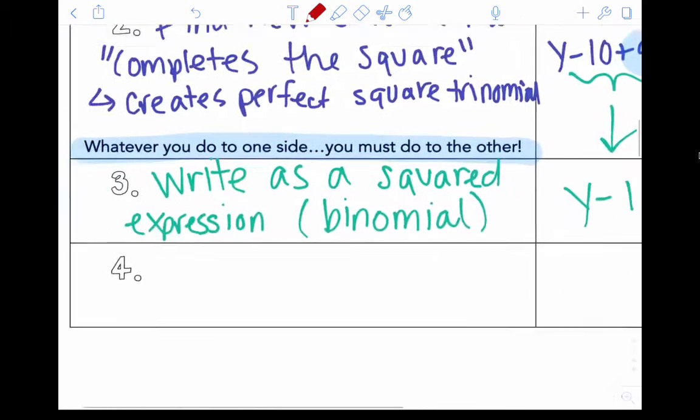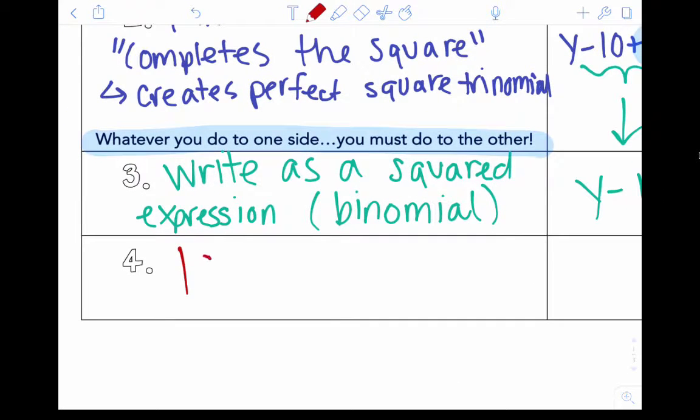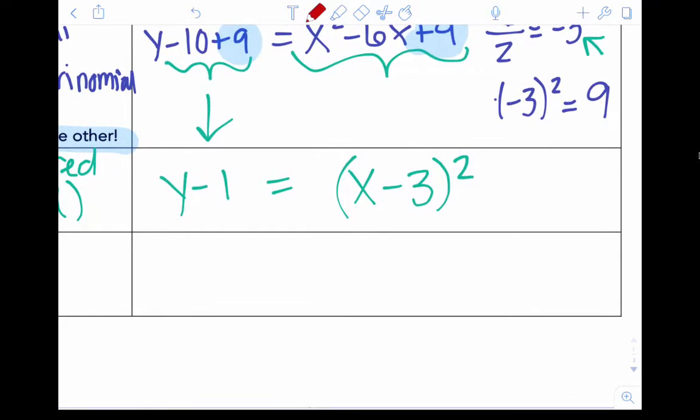Now my last step is to isolate the y term. So I just need to add 1 to both sides to get that y term, the y side, by itself. So y equals the quantity x minus 3 squared plus 1.